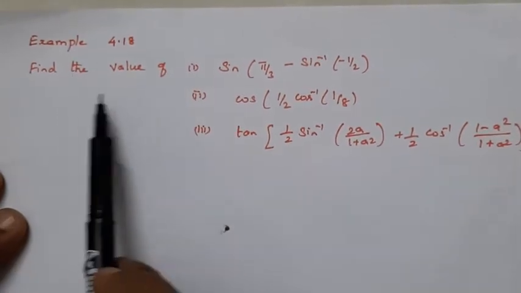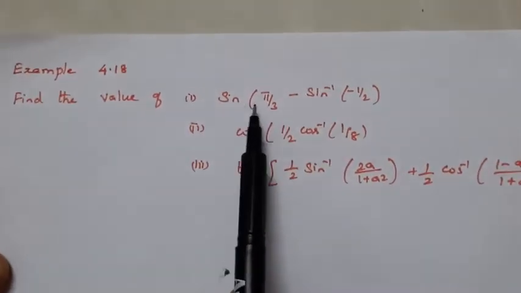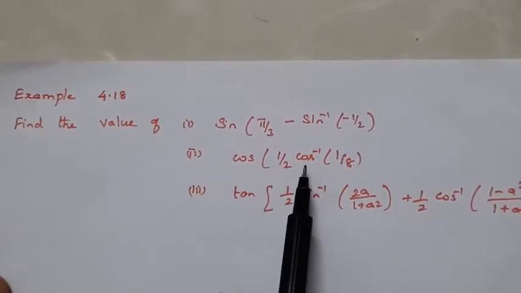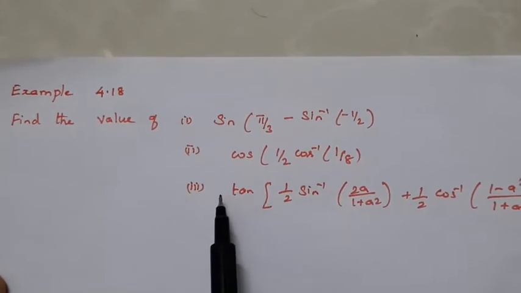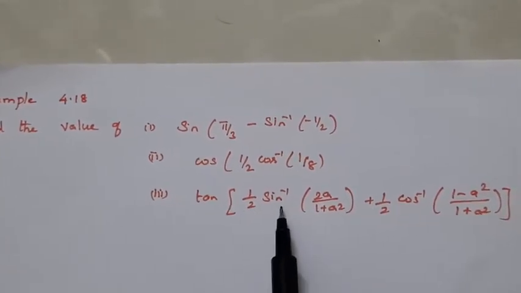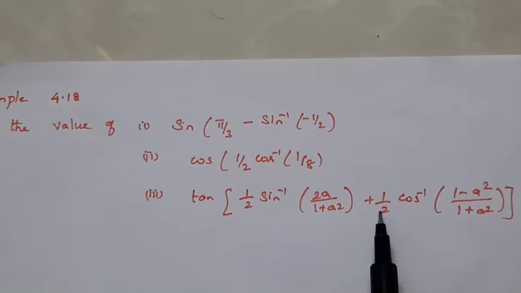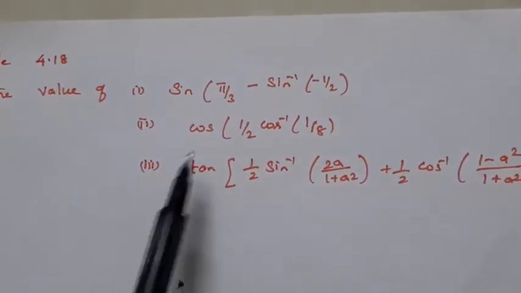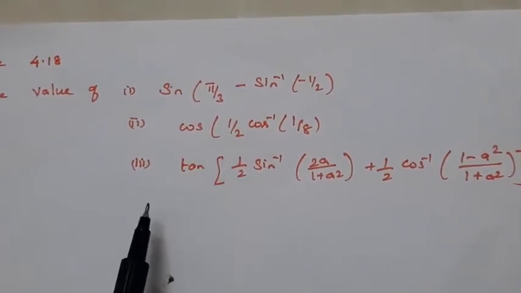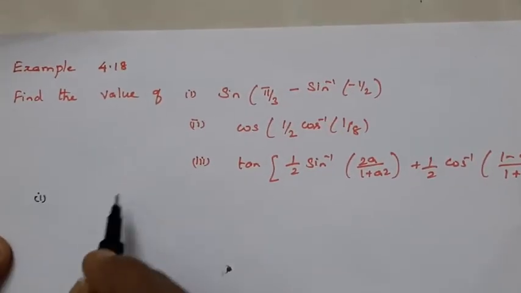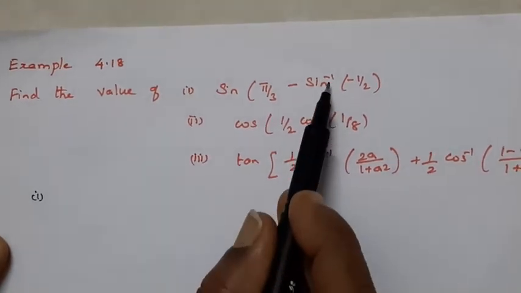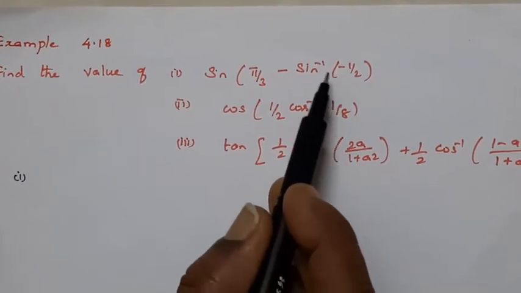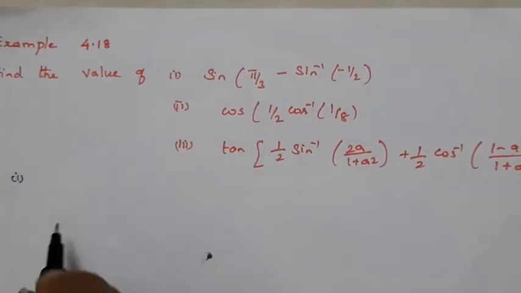Next, example 4.18: find the value of sine of pi by 3 minus sine inverse of minus 1 by 2. Second subdivision: cos of 1 by 2 into cos inverse of 1 by 8. And the third subdivision: tan of 1 by 2 into sine inverse of 2a by 1 plus a squared plus 1 by 2 into cos inverse of 1 minus a squared by 1 plus a squared. Here we are all going to use the property. Taking the first problem, let us find what is sine inverse of minus 1 by 2. We have already done this in previous exercises, so let us find its value first.